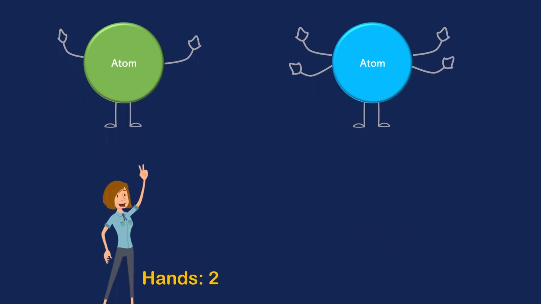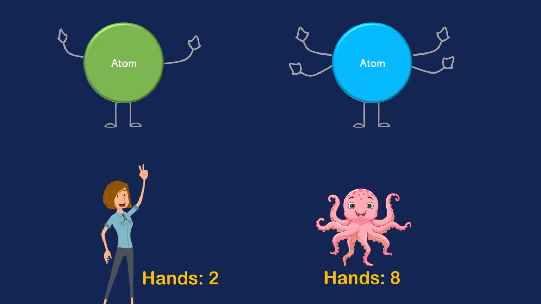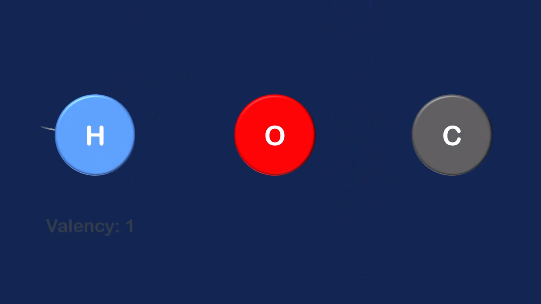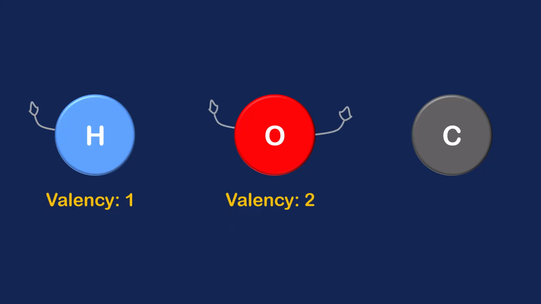Humans have 2 hands, octopus have 8 hands, atoms too have hands. Not real ones, of course, but in terms of how many other atoms they can hold on to. For example, hydrogen has 1 hand, oxygen has 2 hands, and carbon has 4 hands.